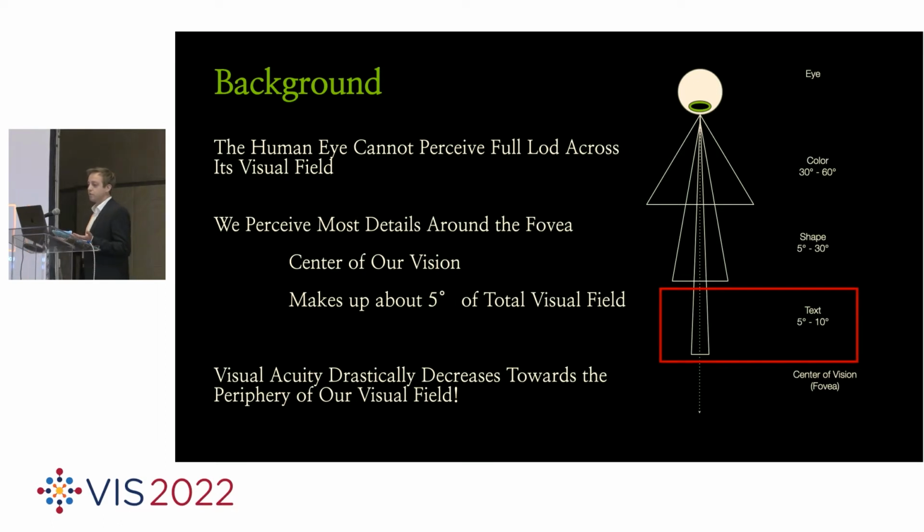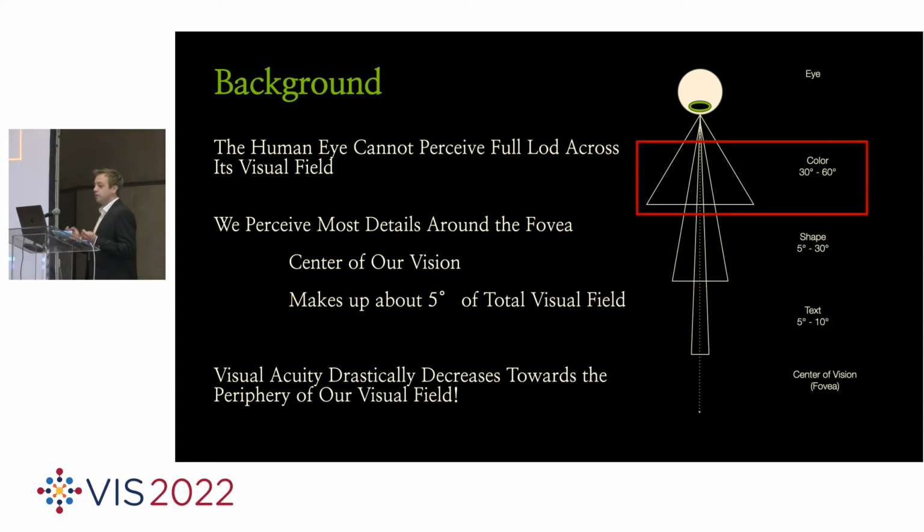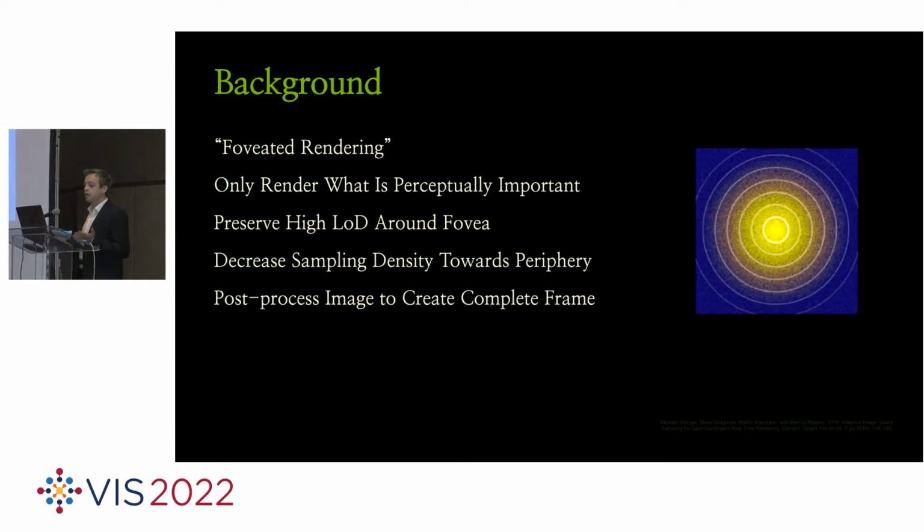Going from the center of vision, we can read text between 5 to 10 degrees. From the fovea, shapes are discernible between 5 and 30 degrees. Any farther than that, we commonly only see differences in color. These facts are the basis for a rendering technique that has been coined as foveated rendering in recent years.